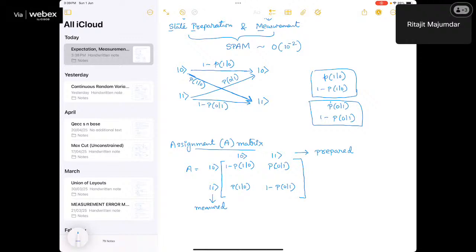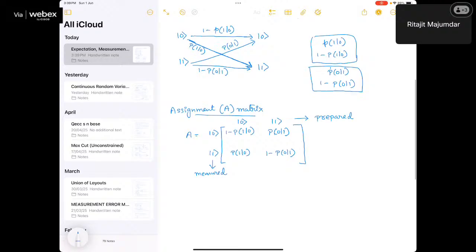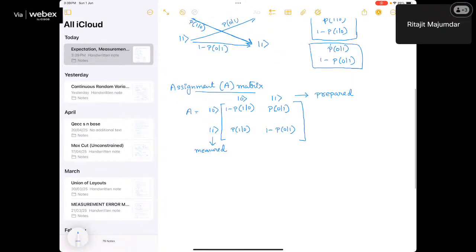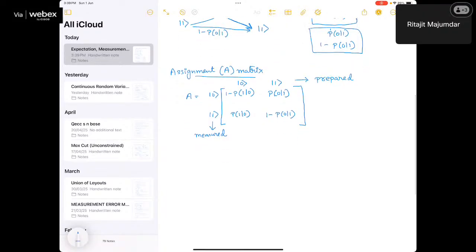This is my assignment matrix. It's a stochastic matrix and the columns add up to 1. The rows don't necessarily add up to 1. Depending on certain values of P0 given 1 and P1 given 0, they can add up to 1, but it doesn't necessarily add up to 1. It's a stochastic matrix where the column is stochastic.